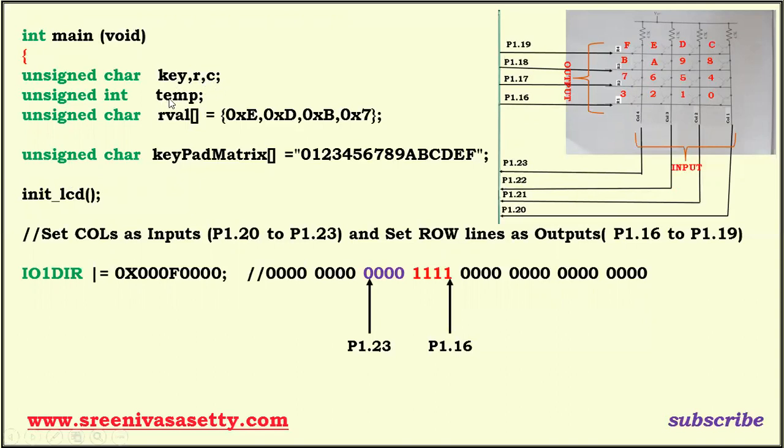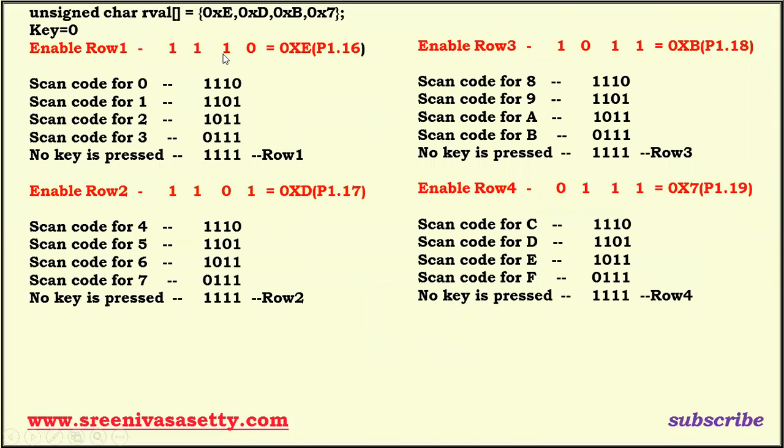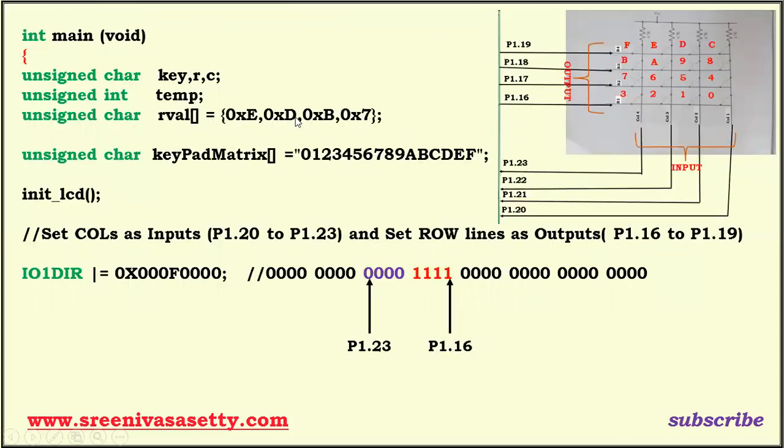Key, RC, then temp. I'm going to use one variable called temp, a memory location called temp, unsigned int temp. Then unsigned char row value, an array equal to E, D, B, 7. What is the purpose of using this number? This is to enable the first row, the second row, the third row, the fourth row. That is row 1 E, row 2 D, row 3 B, and row 4 7. So I'm storing all these 4 values in the array.